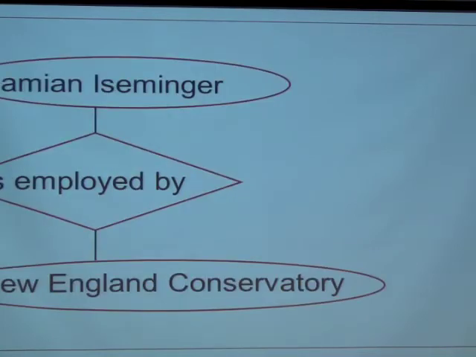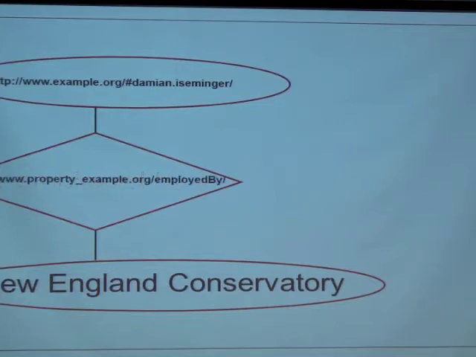So let's look at the single statement: Damian Iseminger is employed by New England Conservatory. To make this machine actionable, we're going to assign a URI to represent the person Damian Iseminger, say, for example, this. We're also going to assign a URI to the property, say something like this. So we now have a statement that can be acted on by machines. This URI has as a property this URI, and the literal is New England Conservatory.